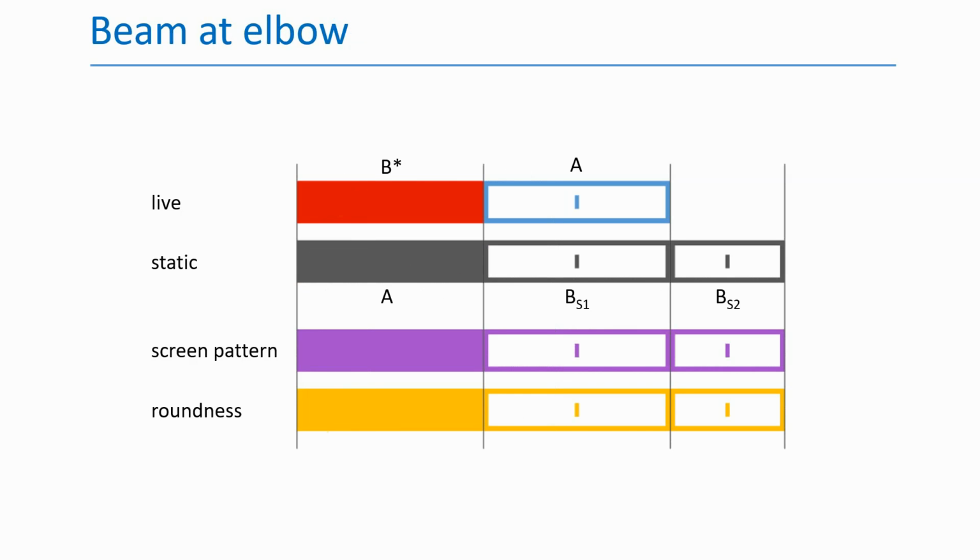Next comes the elbow, where live B shares a ceiling with static A. In one sense, this is simply an extrapolation of the trend we saw in the near field. Here, stripe width and roundness are both equal to A. But the elbow's main significance is that it marks the transition to the far field. Any distance after the elbow will be in a different regime.